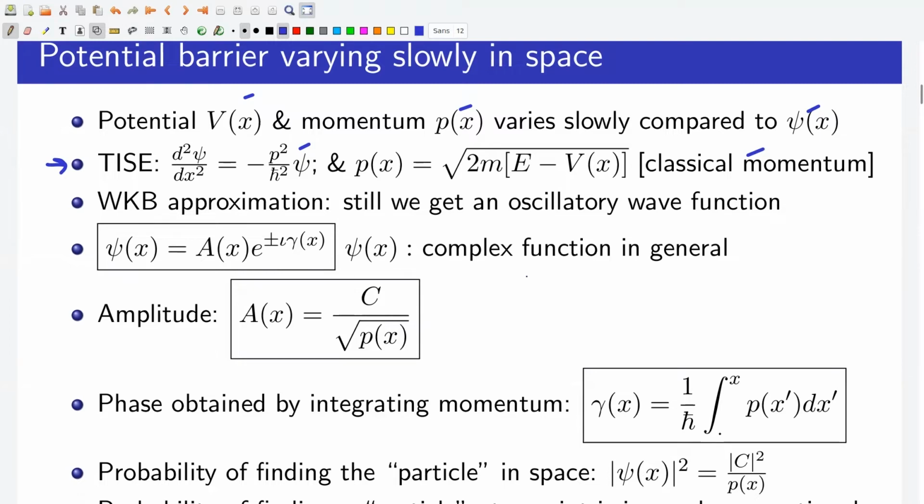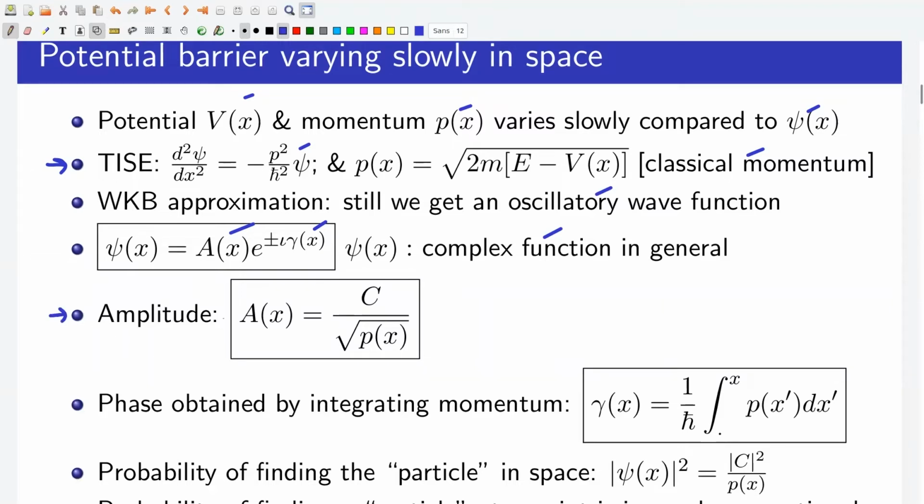We do not have any analytical solution in this case, so we have to use the WKB approximation, which tells us that the wave function is still oscillatory. The form of the wave function is psi of x is equal to A of x times e power plus or minus i gamma of x. Psi of x is a complex function in general. Thus, psi remains the same qualitatively as it was for constant V. However, the amplitude and wavelength of the rapidly oscillating wave function change slowly in space.